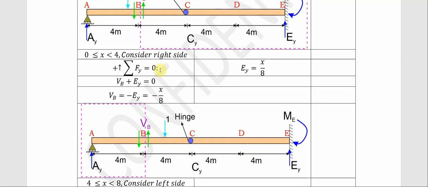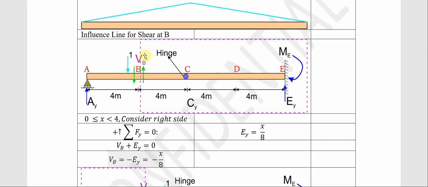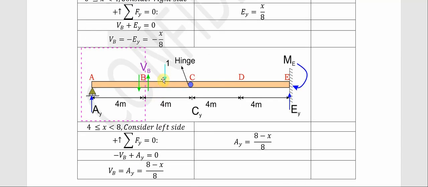Now the second segment is we're going to put the load here. I'll put the load here, and then we consider this other side. So when we put the load here, what happens at this side?